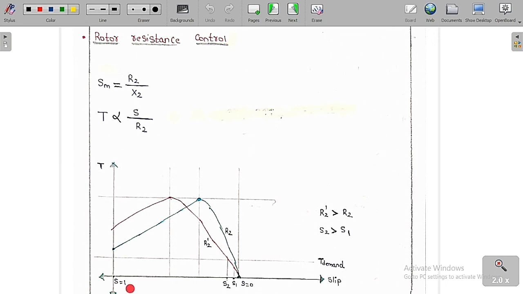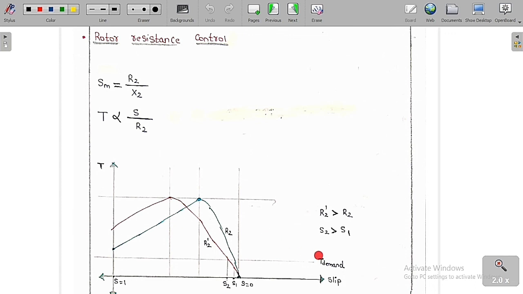Whereas from Sm to S equal to 1, it is a high slip region, or you can say unstable region. As the slip increases, the torque will decrease. Here, this is the graph for R2, and this is the graph for R2 dash. Whenever R2 increases, the maximum torque remains the same, the slip at maximum torque increases, and the starting torque also increases. These are the points you always have to remember. The starting torque will increase only up to a certain limit of increase of rotor resistance. Listen carefully: after that, it will decrease, because the maximum torque is going to occur in the braking zone or plugging zone.